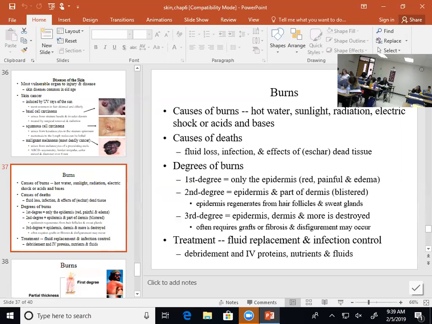Now, the cause of death. This is what I want you all to hear me say, because a lot of people think, oh, the risk of having severe burns, meaning that you have a certain percent of your skin loss, is going to be infection. You might not live long enough to get infection. The initial concern with burns is fluid loss. Please know that.